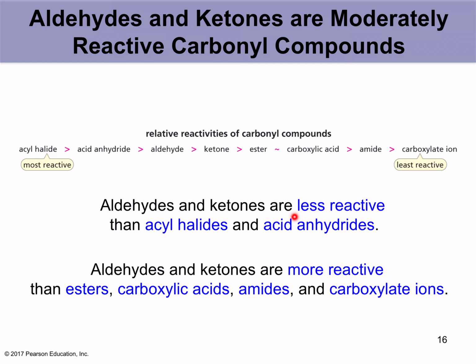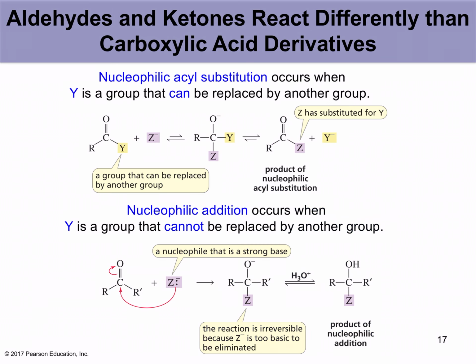Aldehydes and ketones are less reactive than acyl halides and acid anhydrides. Aldehydes and ketones are more reactive than esters, carboxylic acids, amides and carboxylate ions. These are the things that can happen when a nucleophile attacks a carbonyl group. So these are some general examples, but we will look at each kind when we are looking at the specific reactions. Aldehydes and ketones react differently than carboxylic acid derivatives.